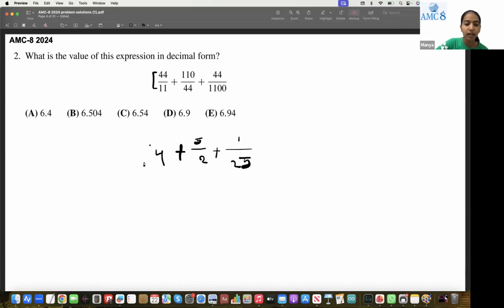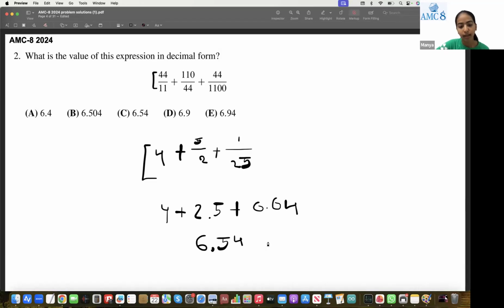So this would be our final answer, but we would need to express this in decimal form. And to do this, we would just simply convert the fraction to a decimal form. So it'll be 4 plus 2.5 plus 0.04. And we can just add this, and we'll be getting 6.54. And that's how we got our answer choice C.